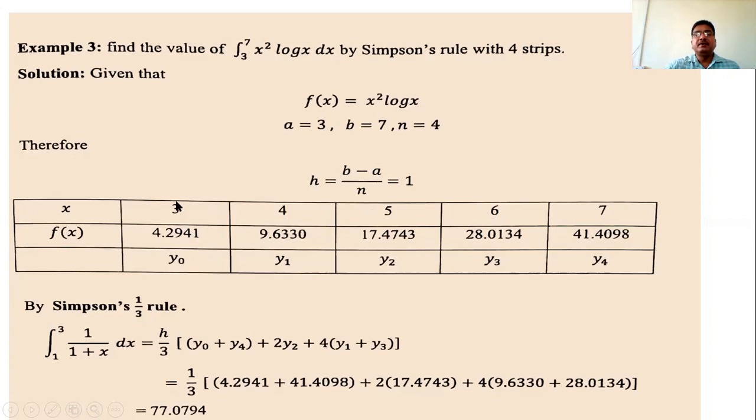And the corresponding values of y, the function f(x), are what? Substitute 3 in f(x), as x is equal to 3. What do we have? 3 square, 9, into log 3. So how can we calculate this log 3 using a calculator? Use the key ln, because the base is e. There are two keys on the calculator, log and ln. The ln means base e, and log means base 10 on your calculator.